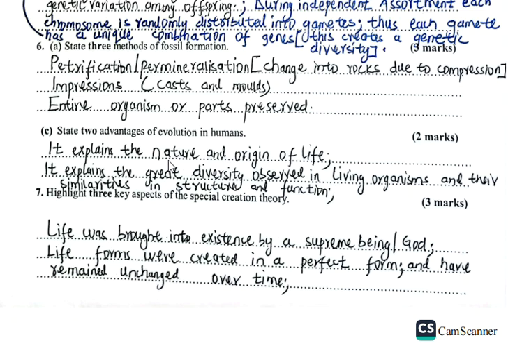Part C. State 2 advantages of evolution in humans. It explains the nature and origin of life. It explains the great diversity observed in living organisms and the similarities in structure and function.